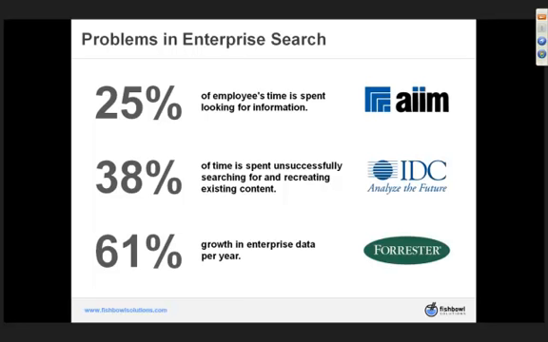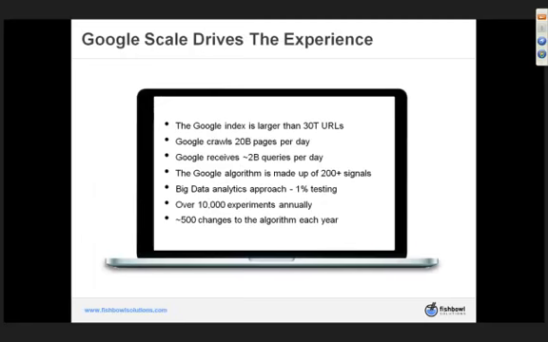And this problem isn't getting any easier either. Forrester tells us, on average, enterprises are seeing 61% data growth every single year. So that means every single year you have more and more noise to sift through to find the things that are most relevant to your users. So without good search to do that, it leads to a lot of frustrated users and a lot of wasted time spent searching.